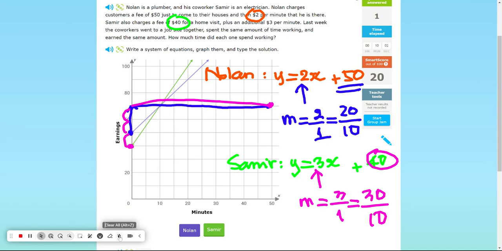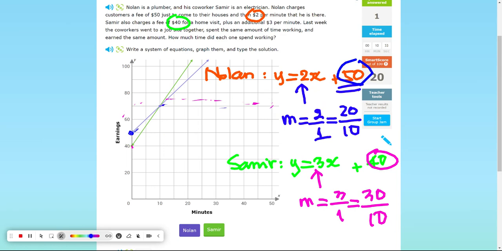So let's erase everything here. Let's erase this one. Okay, here we go. I didn't pay attention to the unit. I assumed each unit on the x-axis is 1, which is not correct. So let's take a closer look over here. For Nolan, let's do it again. Start with 50. So this is 50 right there. Up 20, right 10. This is 10. So now I'm correct.